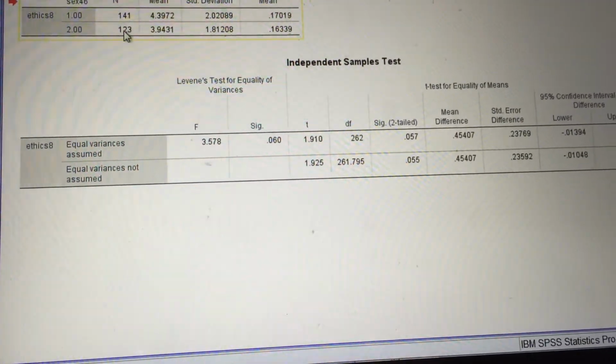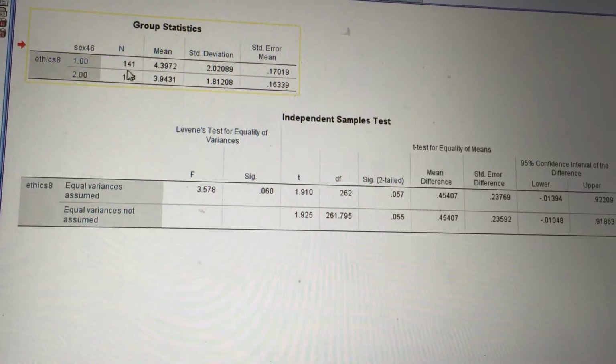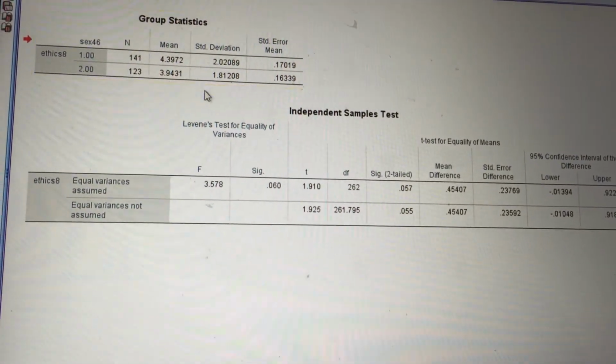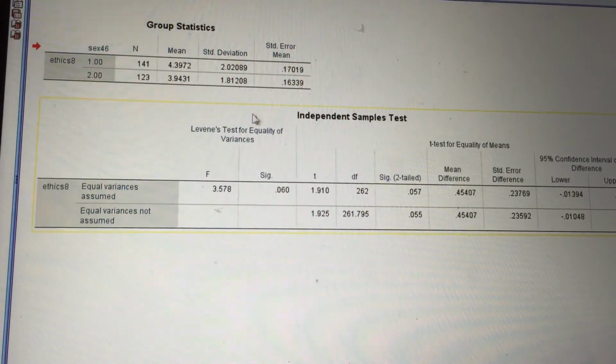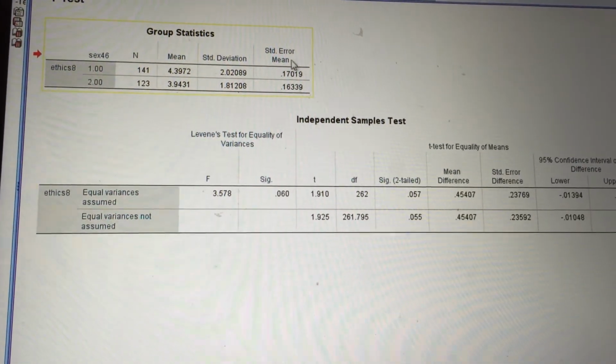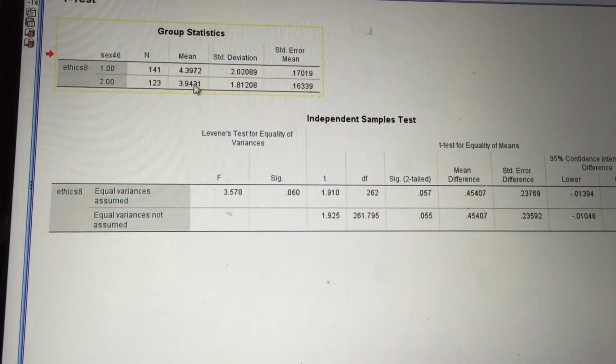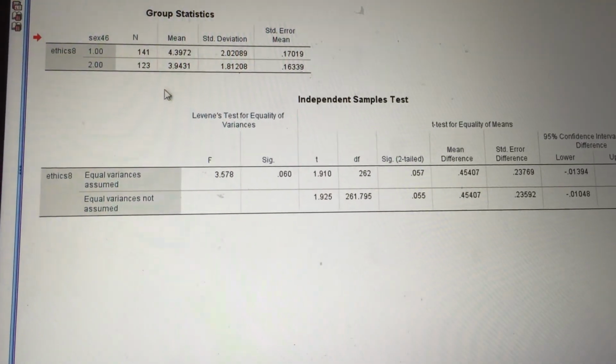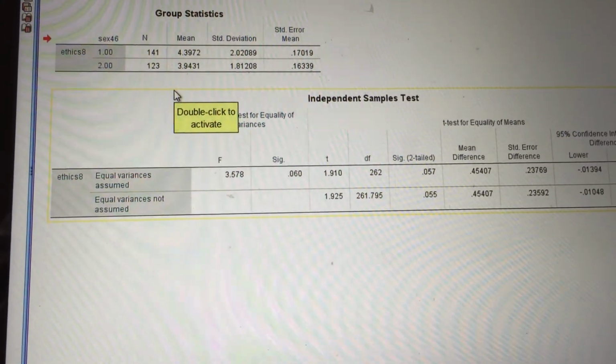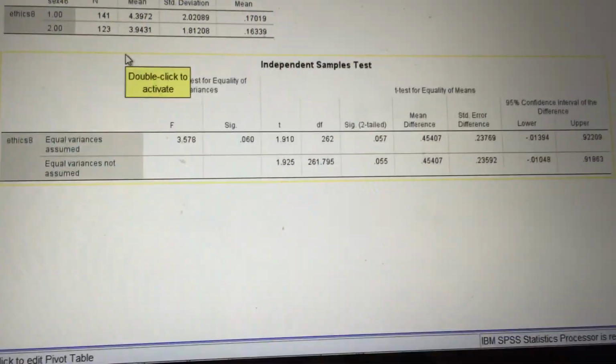You see, we have very different sample sizes for men and women. We also have a different standard deviation and standard error of the mean. And when SPSS takes all of this into consideration, it says then that this is not a statistically different difference in the means and that men and women feel approximately the same on this particular question.